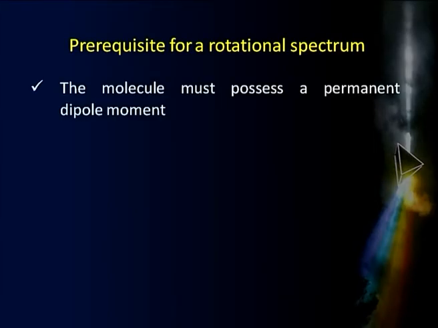Now, having seen what the energy expression is and what the energy level diagram is, the next thing is, let us try to understand the prerequisite for a molecule to show a rotational spectrum, because it is not that any molecule you take and interact with microwave radiation will give a rotational spectrum. It is not true. There is a prerequisite there, and the prerequisite happens to be that the molecule must possess a permanent dipole moment.